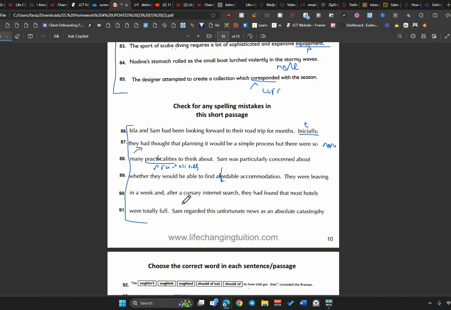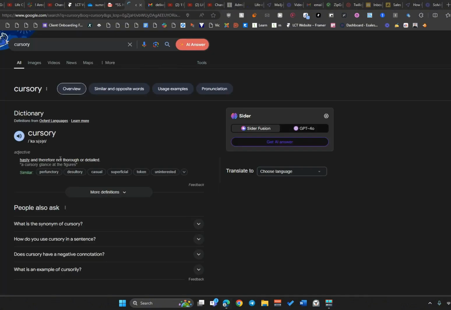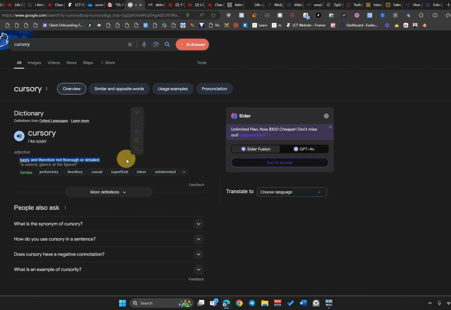In a week and after a cursory internet search, they had found most hotels. So a lot of you won't know what this means. You should definitely use a dictionary or look it up. And obviously when you do that, you'll figure out that it should be spelt as cursory, right? But also you need to understand what the definition of that is. So let me just pull that up. So you can see here it means hasty and therefore not thorough or detailed.